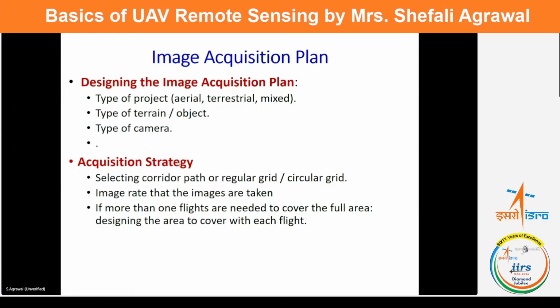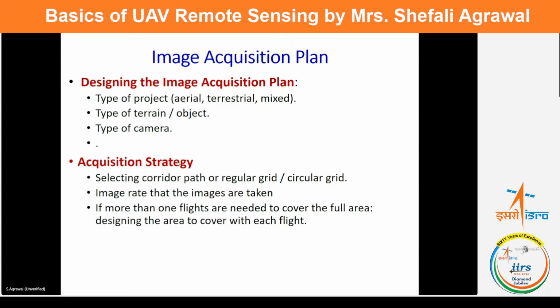In the mission planning, you design the entire plan, what kind of data is to be collected. So what type of project is it? The project is aerial, terrestrial, or mixed. Aerial means you're doing a totally vertical flight. Terrestrial means there is oblique viewing also. And mixed is where some data is collected totally vertical, and some with oblique angles.